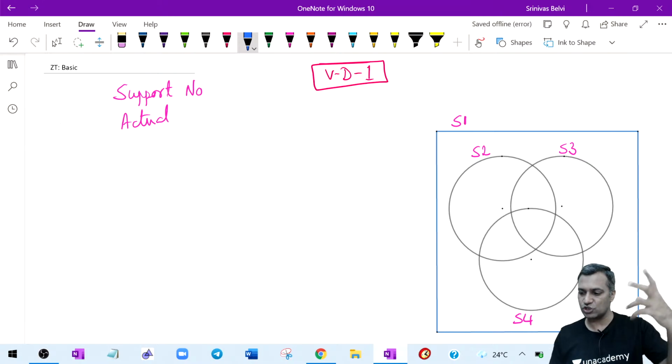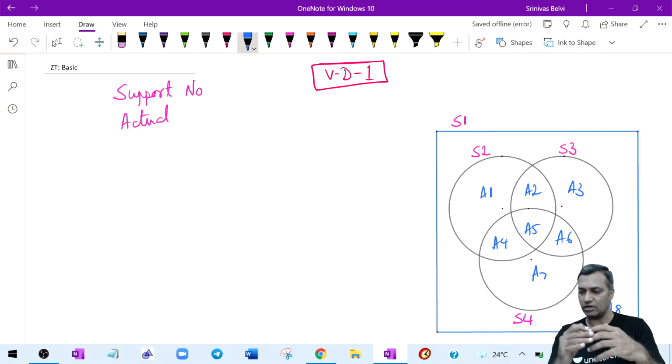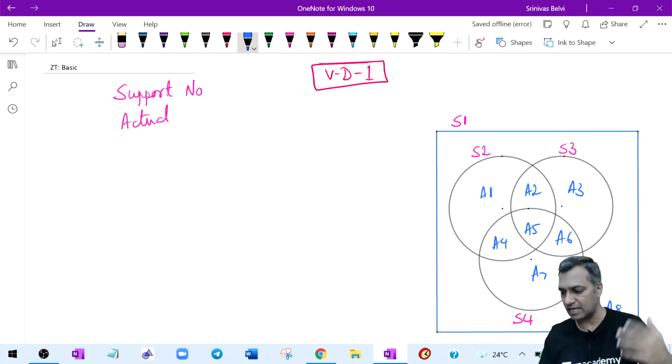So what are the actuals here? These are the actuals. This is the first actual number, second, and this is the third, could be the fourth. There is no order, I'm just showing it. 5, 6, 7, and 8. These are the 8 actual numbers, right? So there are 8 actual numbers and there are 4 support numbers if it is a Venn diagram for 3.